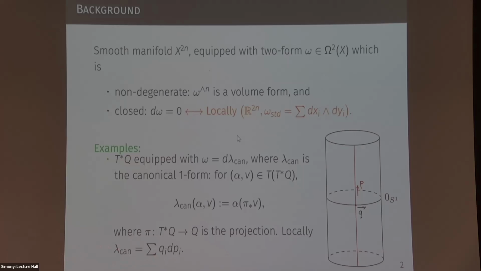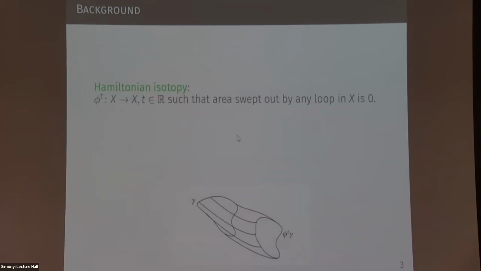And maybe it doesn't hurt to always think of T star S1 if you are seeing it for the first time. So Q is the coordinate along the zero section, P is the coordinate along the fiber, and the canonical forms are always going to have this local formula. Okay, so this is the example that we are going to be concerned with.